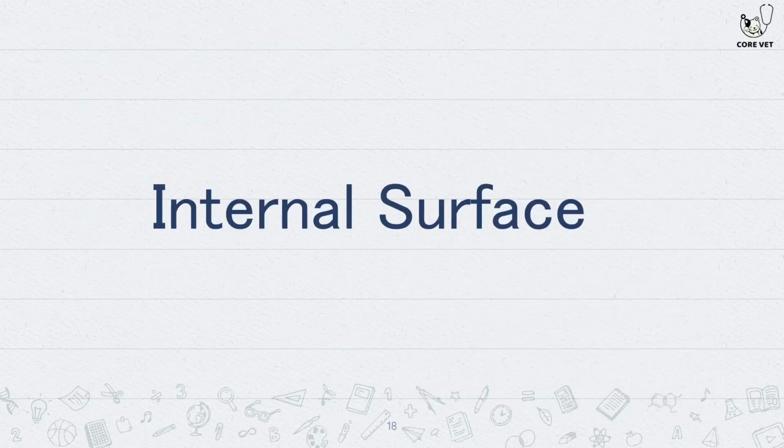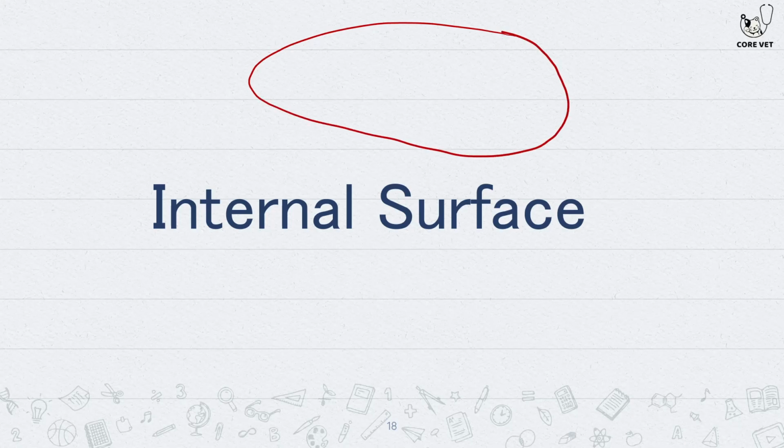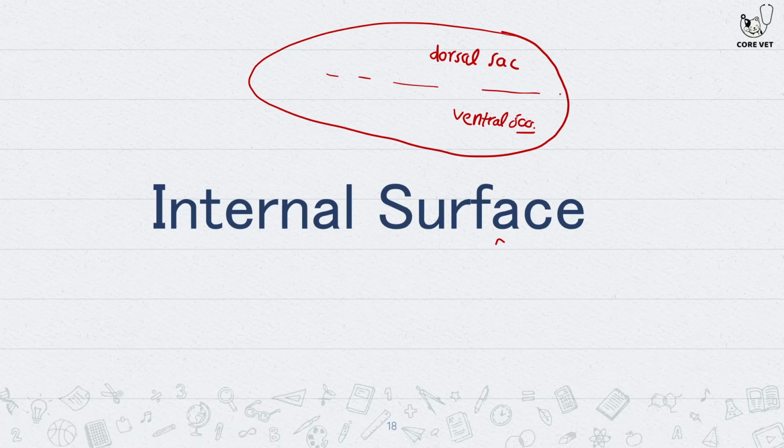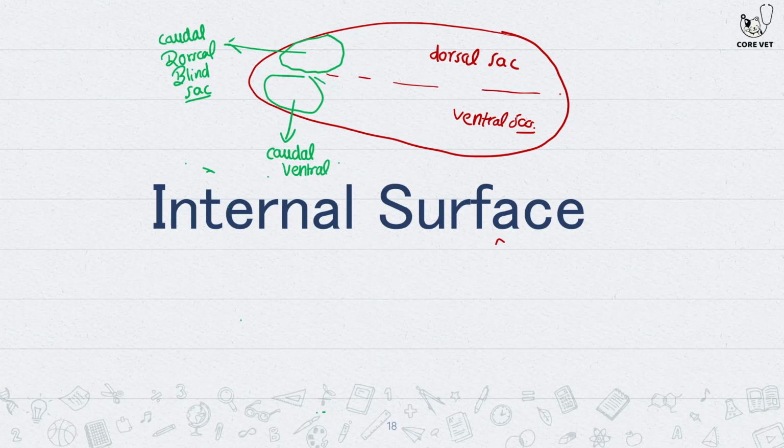This part is clear. Wait a second, let me show. So consider this as the rumen. And we know that there is the dorsal sac and there is the ventral sac. There are two sacs. Now there were also this region and this region. These were two regions. What were they? The first one is the caudal dorsal blind sac, right? And the second one was the caudal ventral blind sac, right? Those were the two sacs.